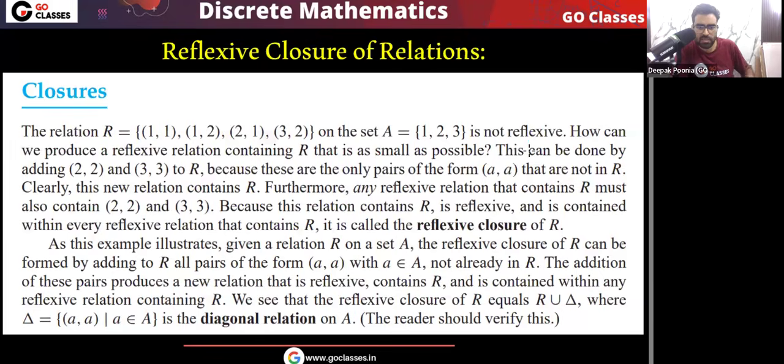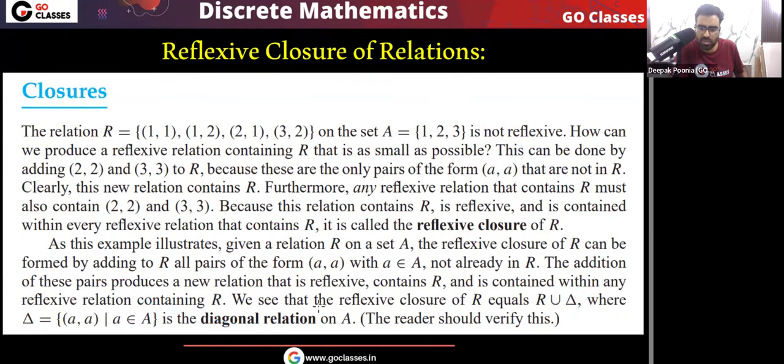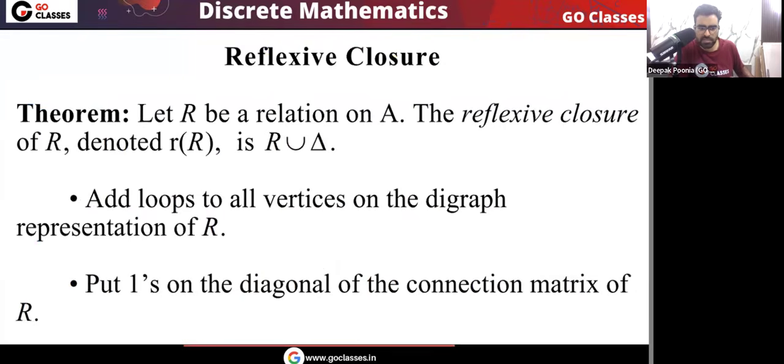So we have seen the concept of reflexive closure. You can read these slides. Everything that is written here, we have already seen. You can see that the reflexive closure of R equals R union delta, where delta is the identity relation, also called the diagonal relation. So this we have already seen. The reflexive closure of R is R union delta.